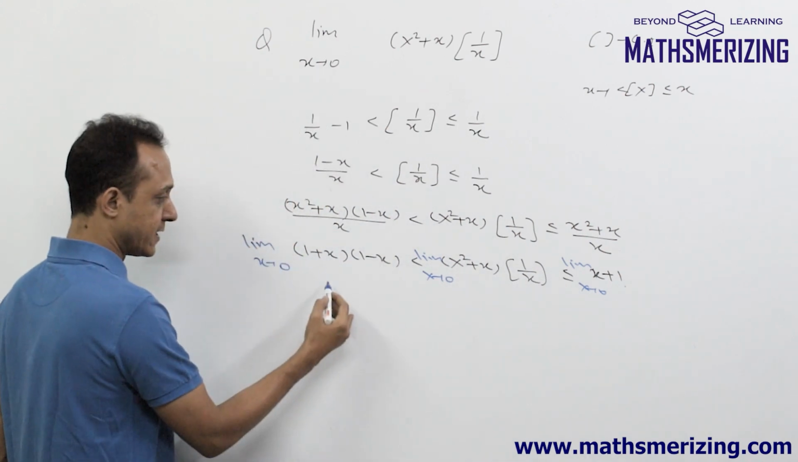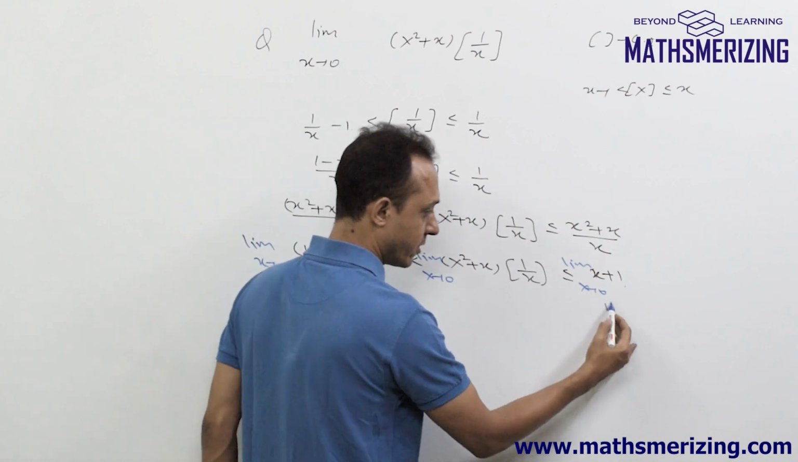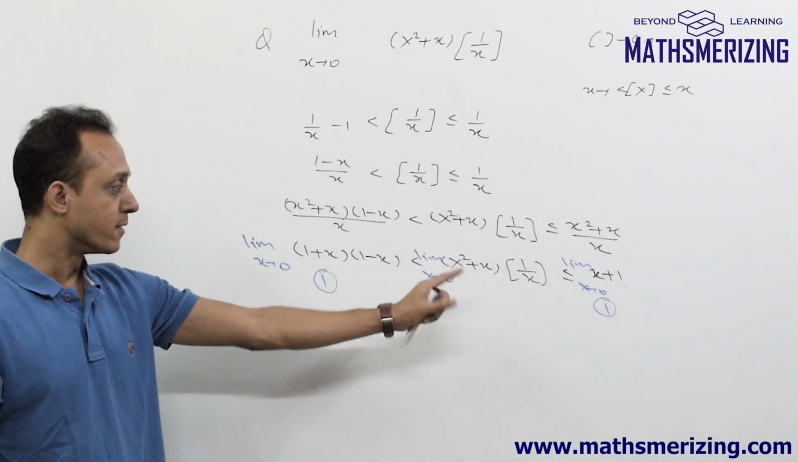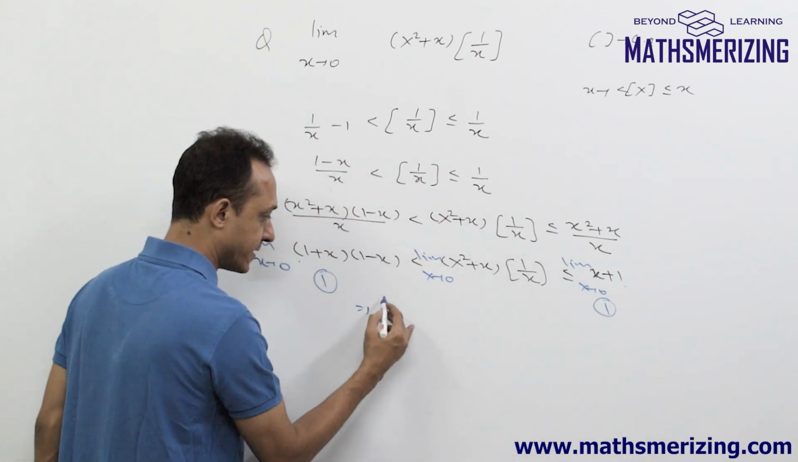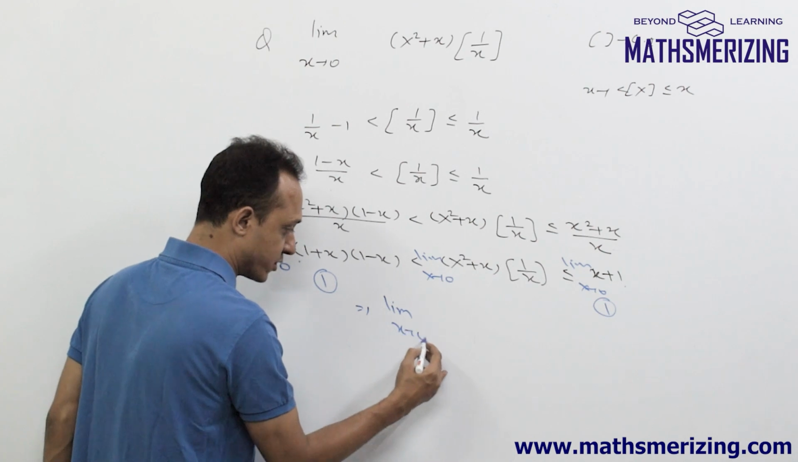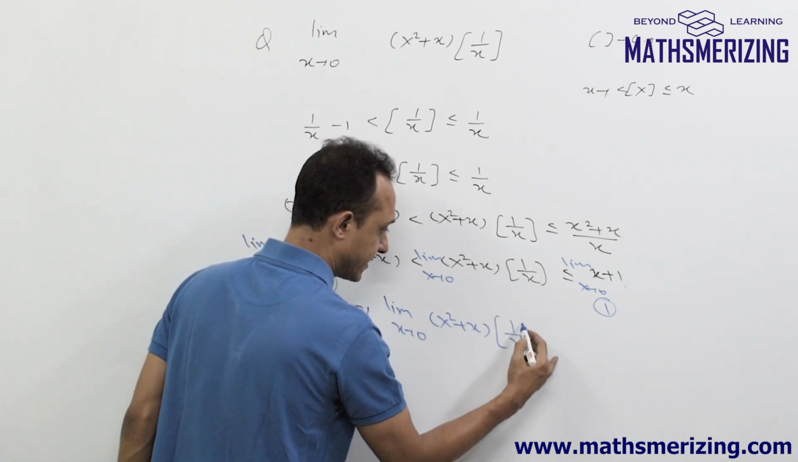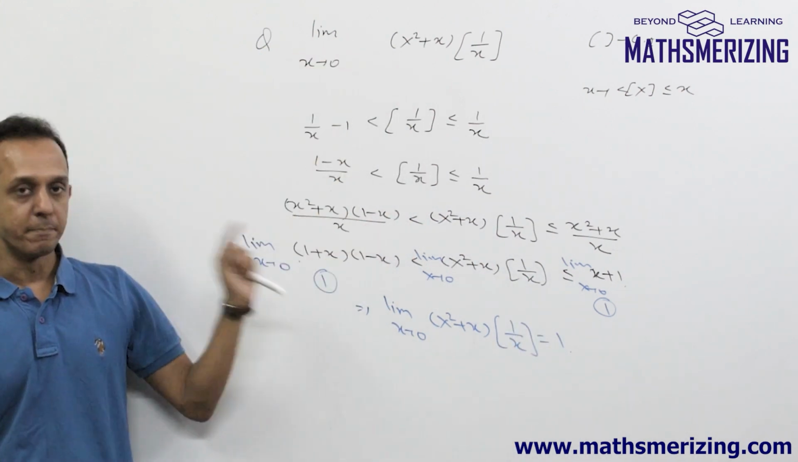Now if I put the value of x as 0, I'll get this first limit as 1. If I put x as 0 also, I'll get this limit as 1. Now the sandwich theorem or squeeze play theorem says that if these two limits are equal, then we can say that limit x tends to 0, x square plus x into greatest integer function of 1 upon x will also be 1. So the answer to this question is simply 1.